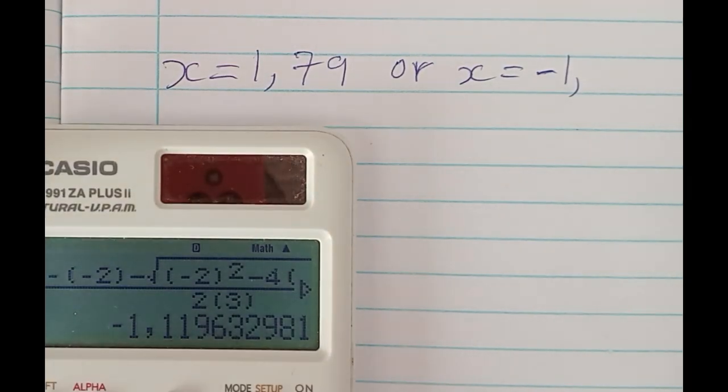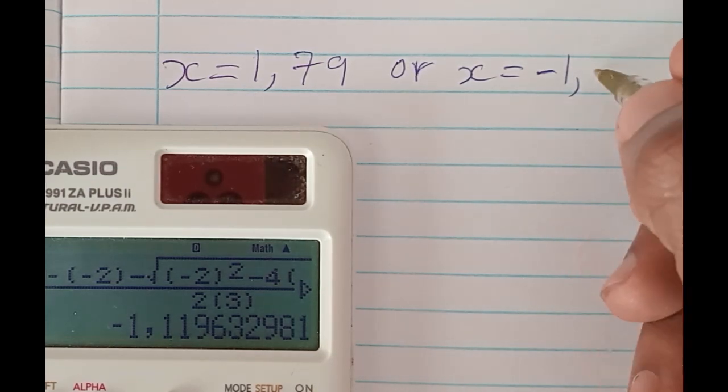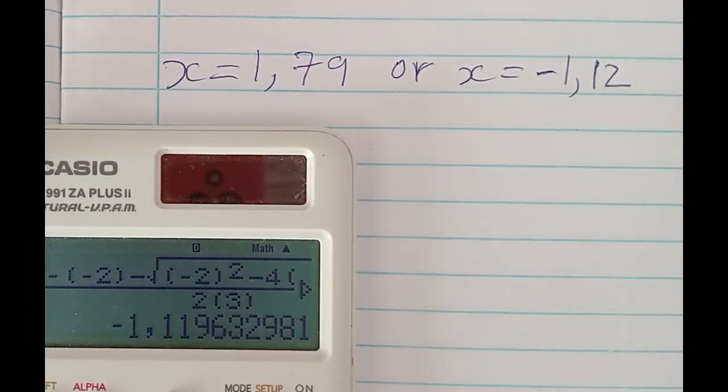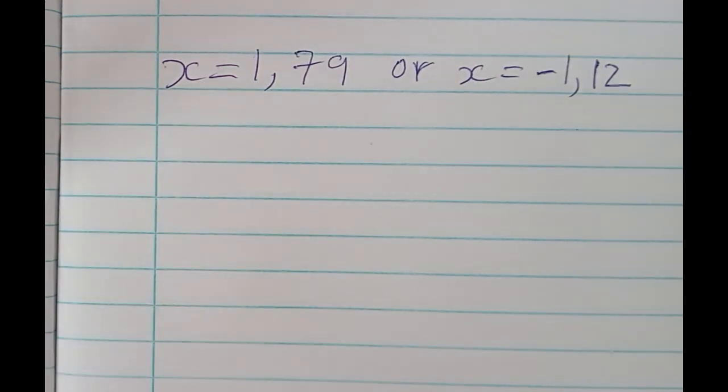So my third digit is 9, which means it will be -1.12. You see, we rounded it off to two decimal places like they said. Then you get your marks, which is 4 marks. So yes, we are done with 1.1.2.